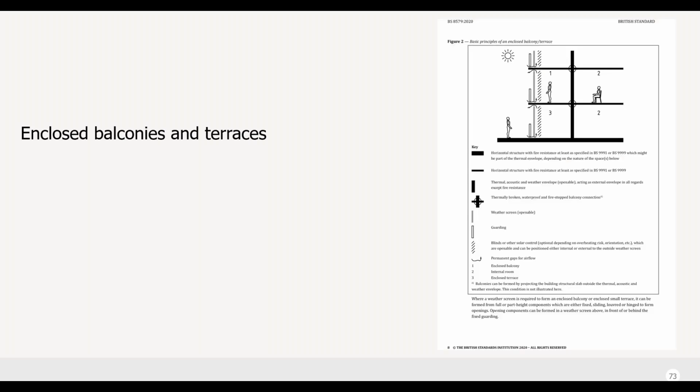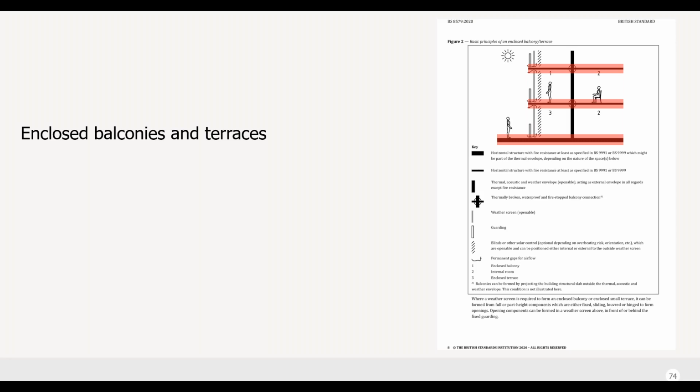So BS 8579 sets out guidance for enclosed balconies and terraces, as you will see in Figure 2. Next. The guidance sets out the need to consider fire separation, both horizontally and vertically, between enclosed balconies. If you go to the next slide, you will note that in Figure 2, the lines of fire separation extend all the way to the edges of the balcony.